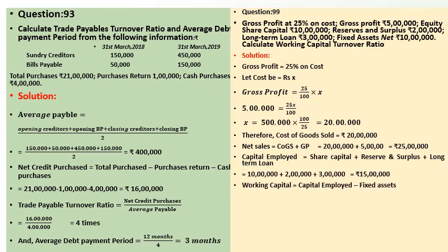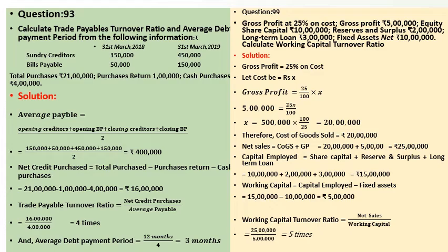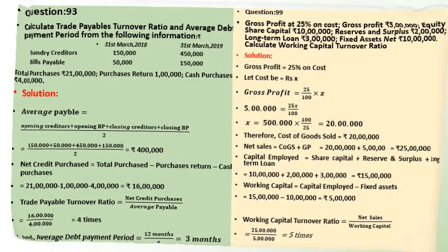Now capital employed is equal to share capital plus reserve and surplus plus long term loan, which comes to 15 lakhs, and working capital is equal to capital employed minus fixed assets. That is another formula you have to remember, not only CA minus CL, every time you have to use it. So over here working capital is equal to capital employed minus fixed assets, that is your 15 lakhs minus 10 lakhs, which is equal to 5 lakhs. So we have working capital turnover ratio, therefore net sale divided by working capital, will be 5 times your working capital turnover.